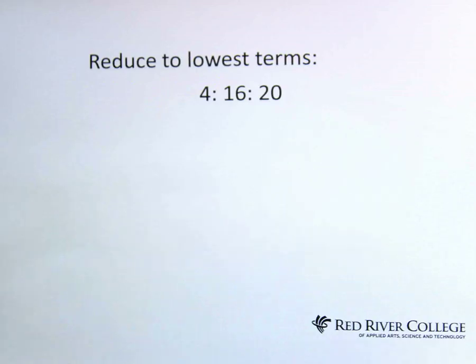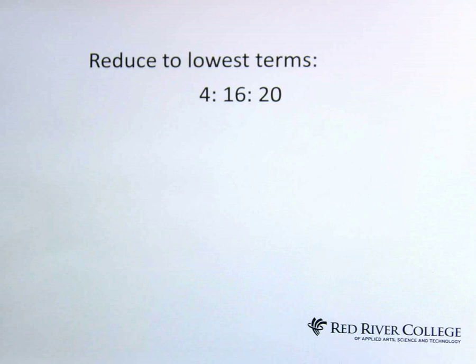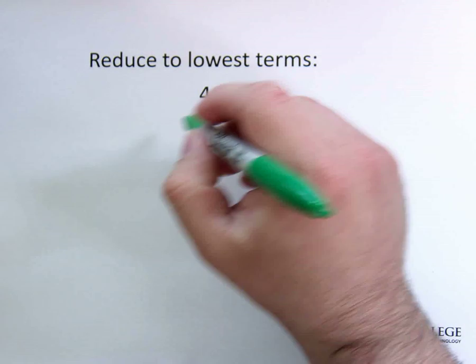So, let's look at the first one here. We've got 4 to 16 to 20. These are all even numbers, and so that means they are divisible by 2. So if you wanted to start with a division of 2, that would be all right.